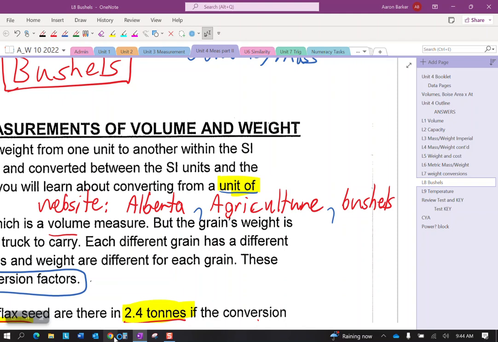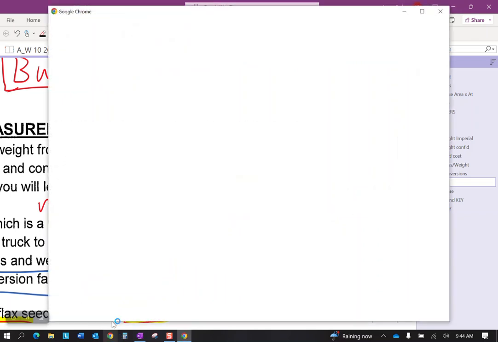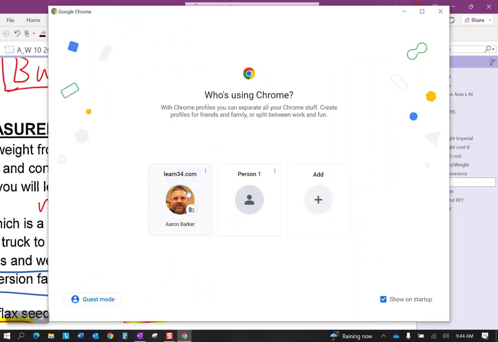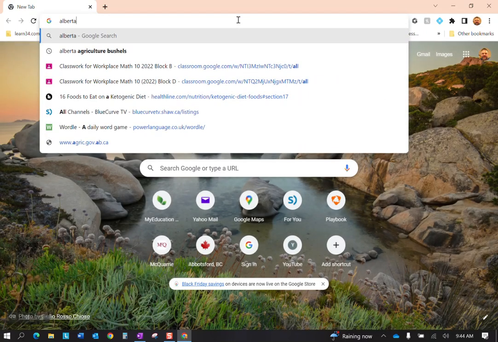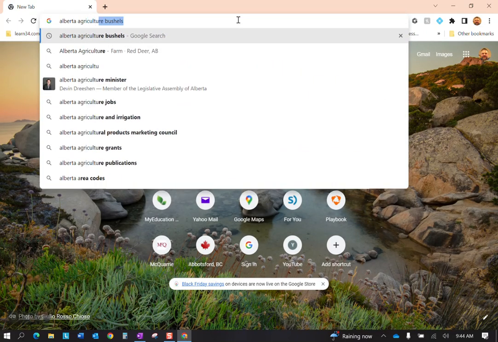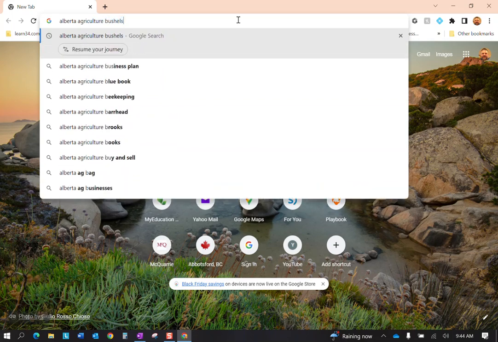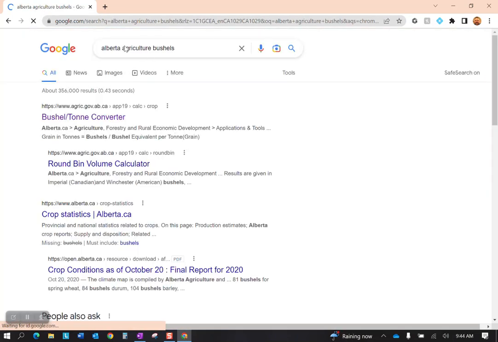So I'll just quickly search that to review and show you what it looks like. Okay. What did I type in? Alberta agriculture bushels. Okay, and then here we have a bushel ton converter. That's what you want. You want something that has the word agriculture in there, and if it has AB for Alberta, even better, or Sask for Saskatchewan, or it has MAN for Manitoba.